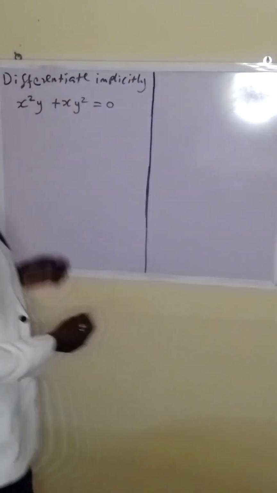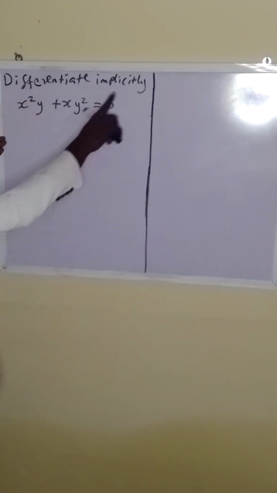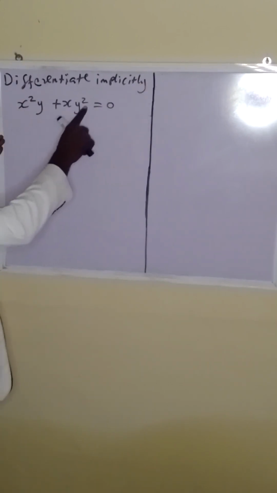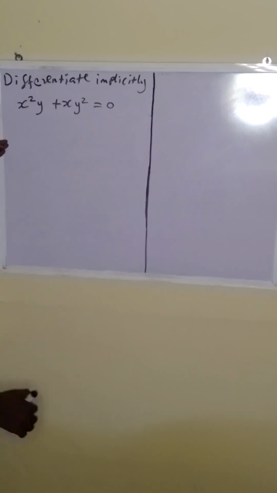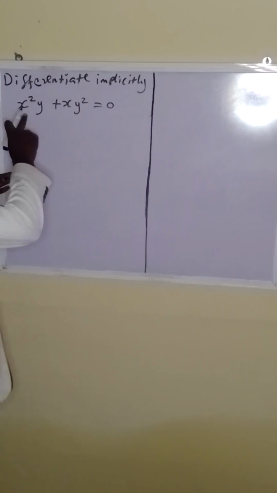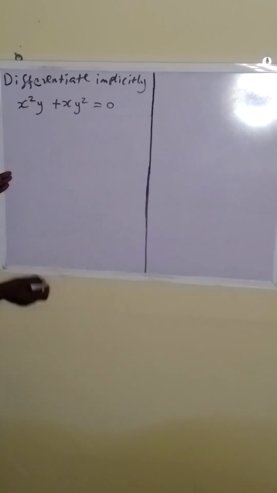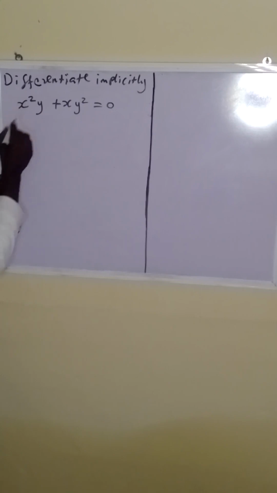And the question is, differentiate implicitly x squared y plus xy squared is equal to 0. So we're going to differentiate this implicitly. Implicitly simply means we are differentiating x and y, not only one. And then to do that, we start with this. We keep x squared constant.